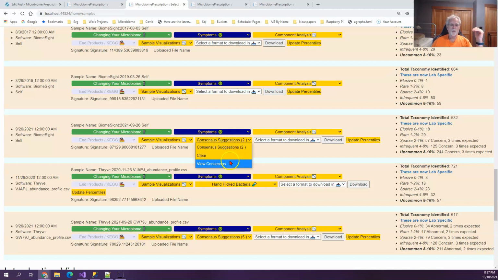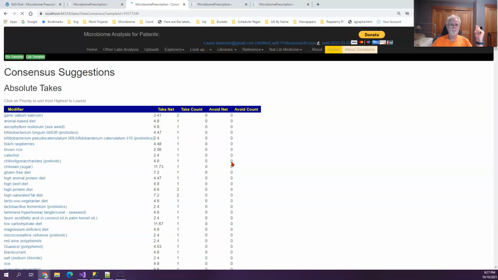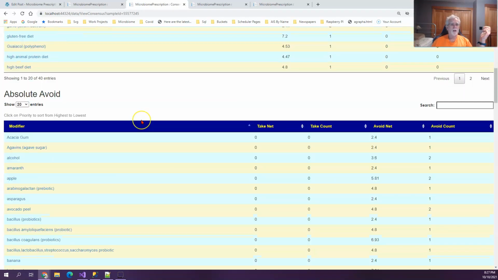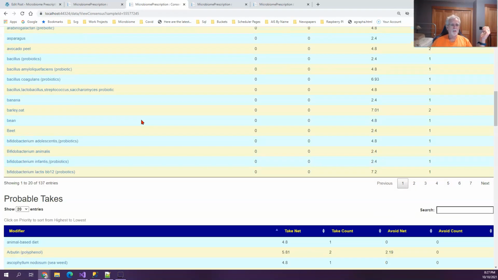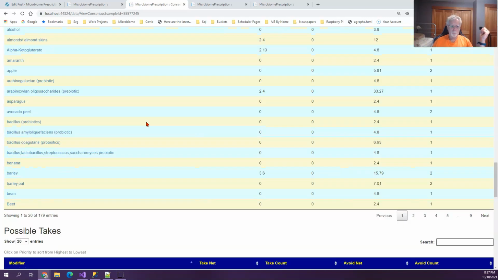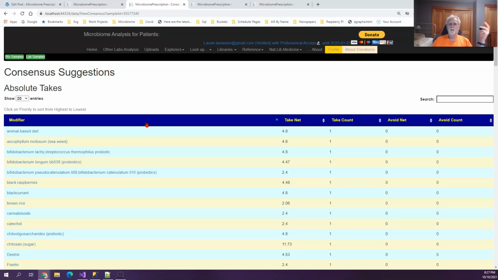I could look at the consensus report right now, and the consensus report has absolute takes, followed by absolute avoids, probable takes, probable avoids, possible takes, possible avoids. Let's explain the differences. An absolute take means there's absolutely no negative aspect that is known. Again, we're working strictly off what is known.